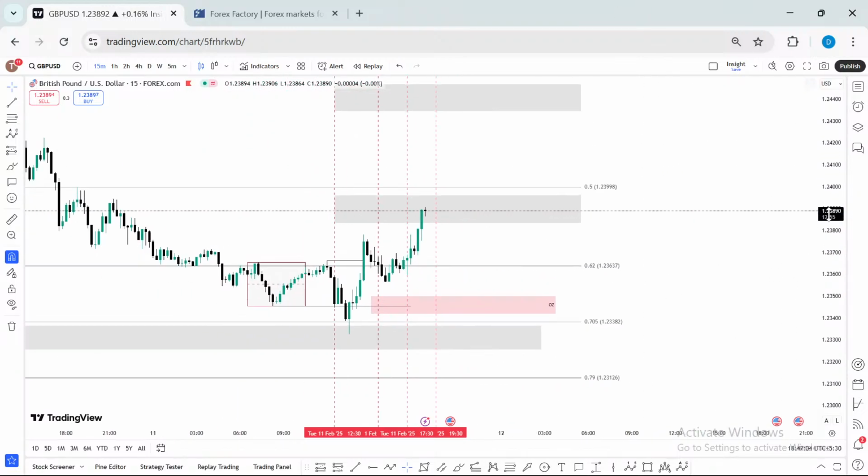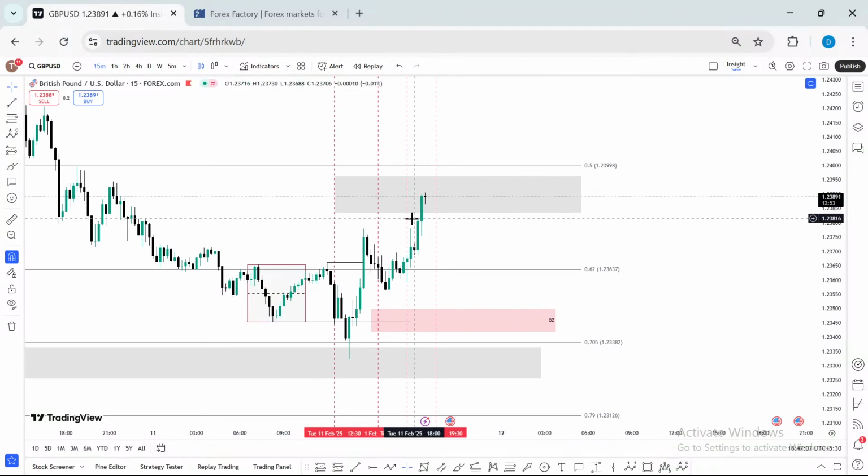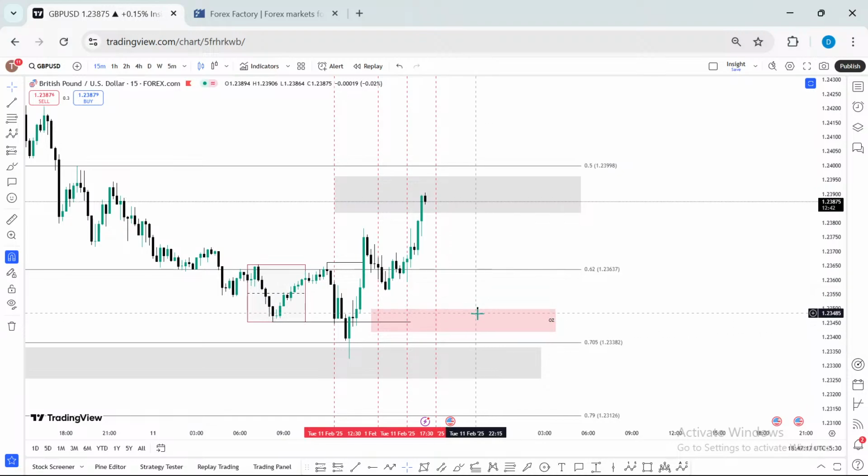Suppose due to the news or any other factors, if it reaches back, this might become a liquidity, so there is a chance. If it reaches back, we'll go in the lower time frame and then go for a buy from here. Okay, for that just wait. We'll be updating it anyway.